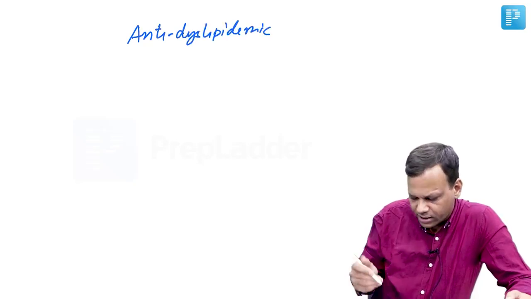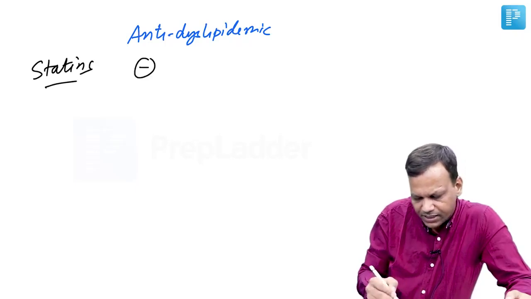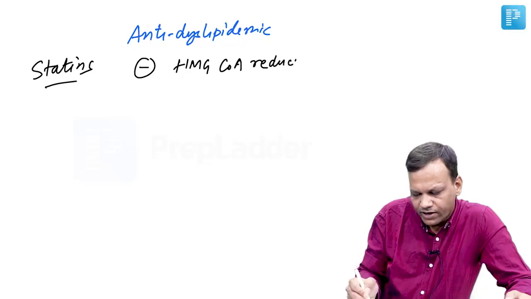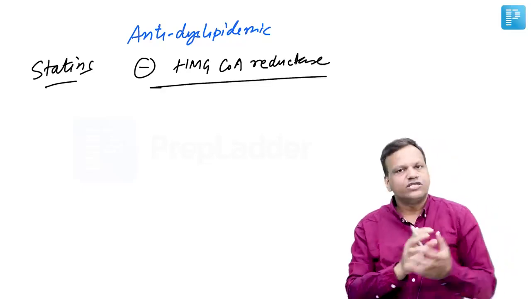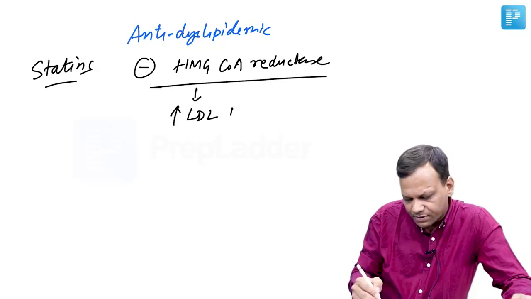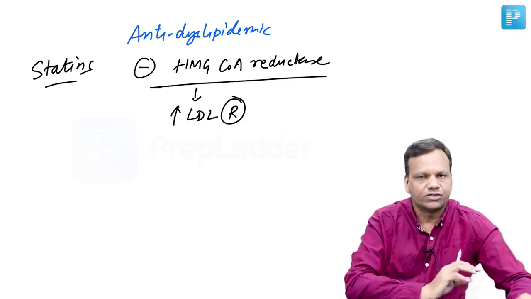And the most important drugs we all know are statins. Statins act by inhibiting the rate-limiting enzyme HMG-CoA reductase. When this enzyme is inhibited, the liver is not able to make cholesterol. So there is an increase in the number of LDL receptors over the liver, and that will take up the cholesterol from the blood. That will decrease cholesterol.